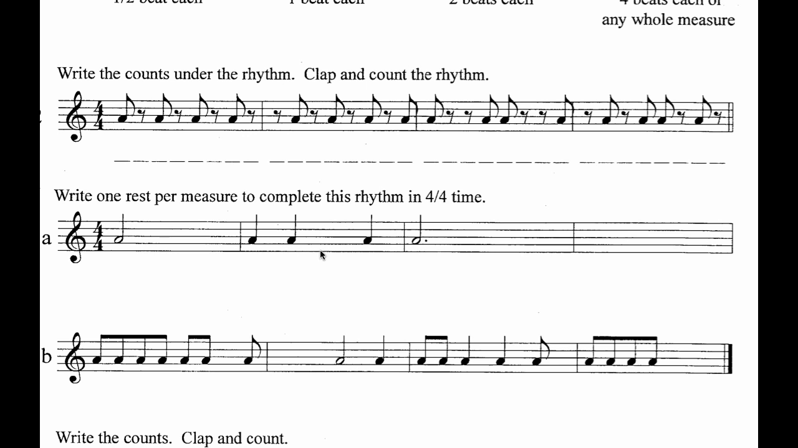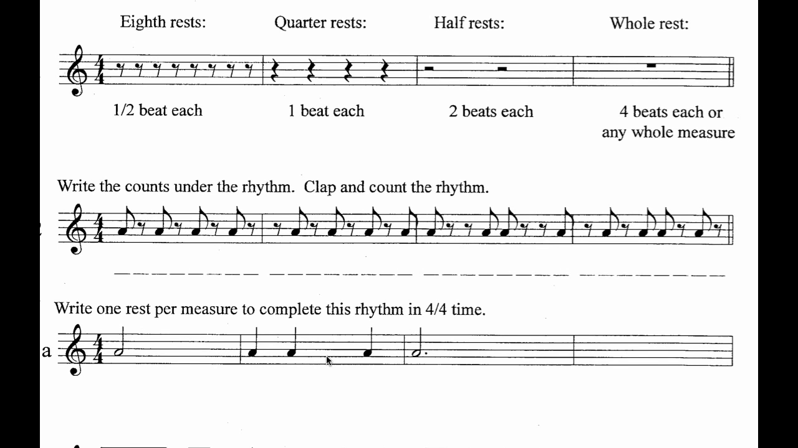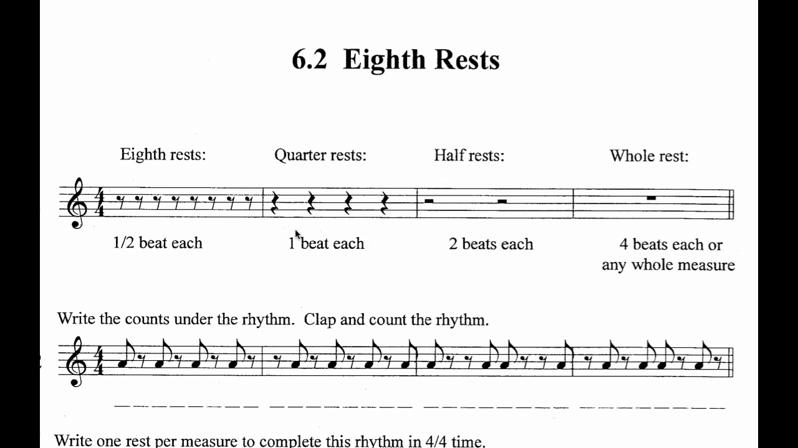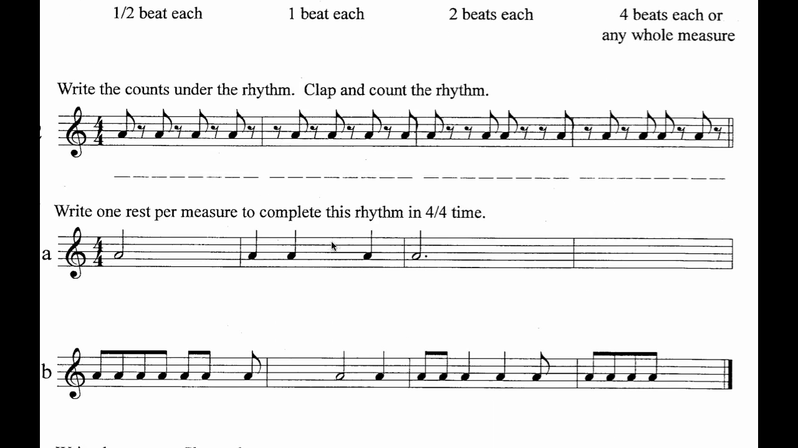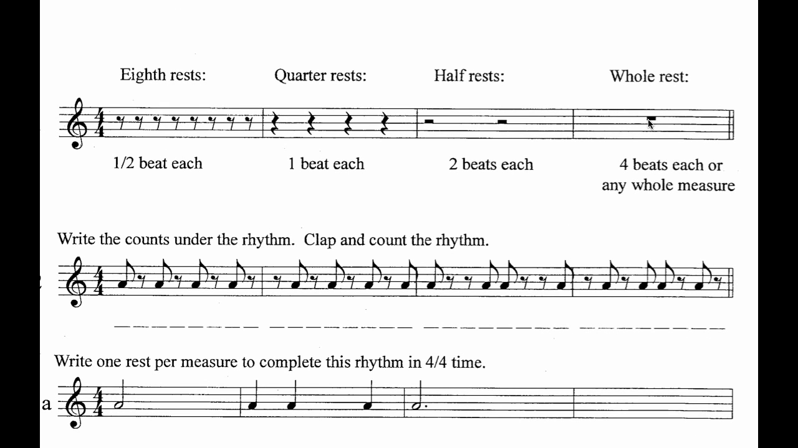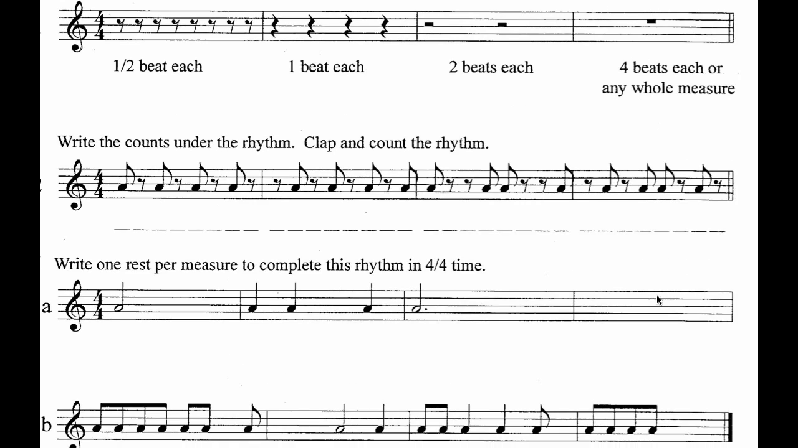1, 2, rest, 4. We need a rest that takes up 1 beat, and that is this symbol. So a good way to draw this is to draw a Z with a tail, or however you'd like is fine. So draw a quarter rest. Here we have 1, 2, 3, we need a quarter rest, and here we need a whole rest, which is 4 lines from the bottom, hanging from the fourth line, filled in.